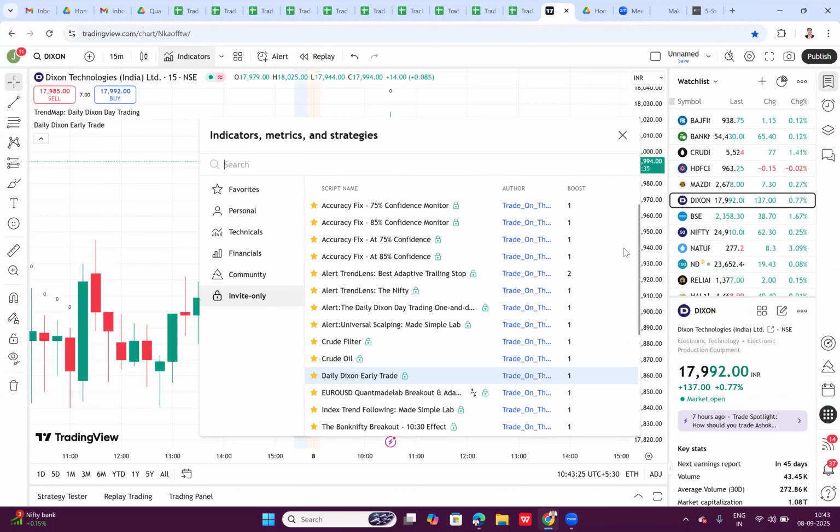We have trade generation indicators of all segments. We have trade generation indicators for intraday also, for all segments. We have proven trade generation indicators for swing trading also, for all segments. Right now, all traders who have joined for Dixon indicators need to apply these two indicators: trend map daily Dixon day trading and Dixon daily early trade. I hope you all have clarity. So we apply these indicators for trading Dixon.